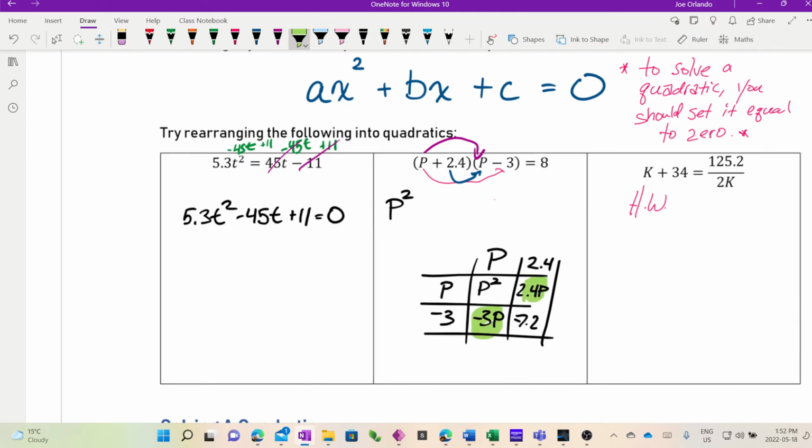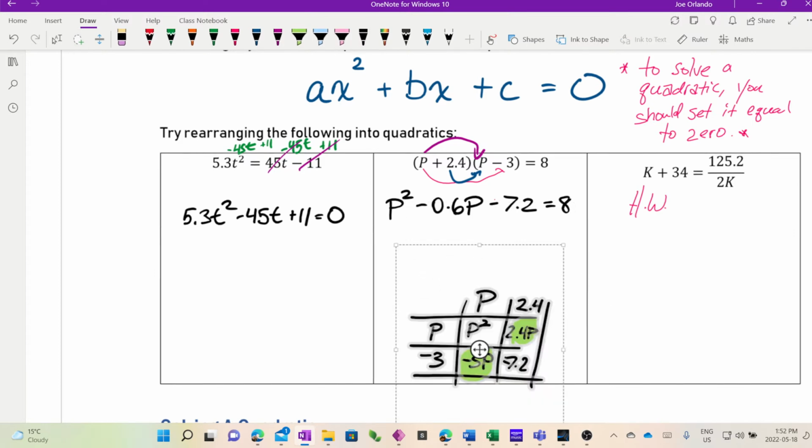In fact, what do we get from that? P squared, negative 0.6p minus 7.2. And what's on the right side of this still? 8. Do I want 8 on the other side of this? So we have to subtract it out. The opposite of having 8 is not having 8. Subtracting it, and that will now make this side 0.